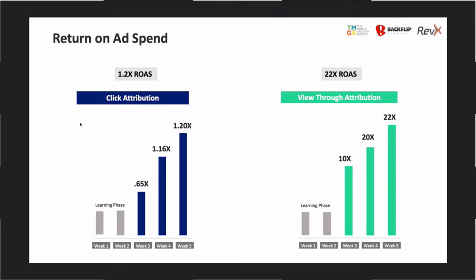We started with the goal of 1x ROI. They wanted to get the money which they spent on retargeting back. So we started with 0.65x, and within 5 weeks of running the campaign, looking at the click attribution, which is a 30-day click attribution window, we saw 1.2x ROI on this retargeting campaign.